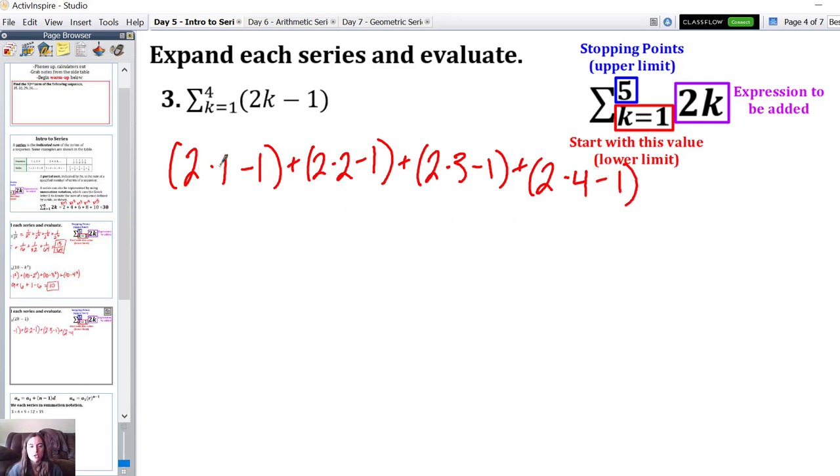2 times 1 is 2, minus 1 is 1. 2 times 2 is 4, minus 1 is 3. 6 minus 1 is 5. 8 minus 1 is 7. Adding these up, we get a total of 16.